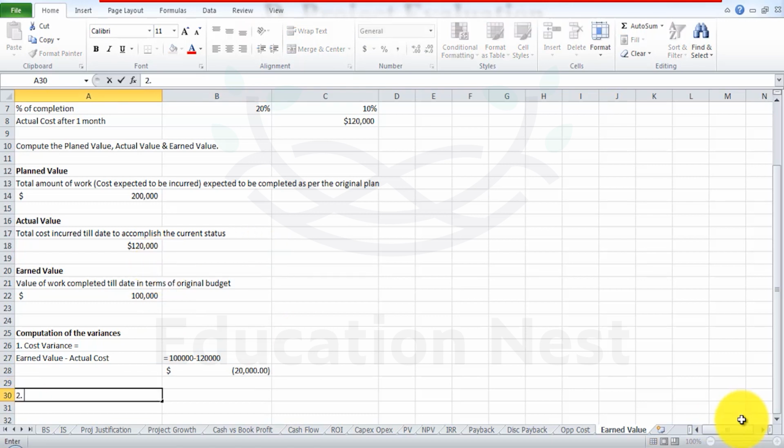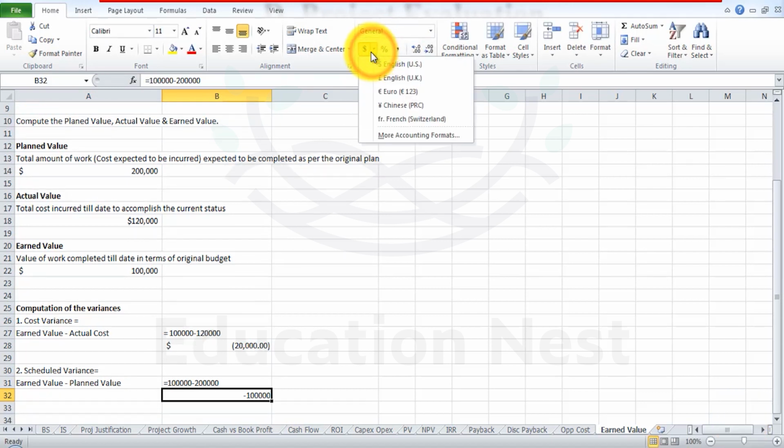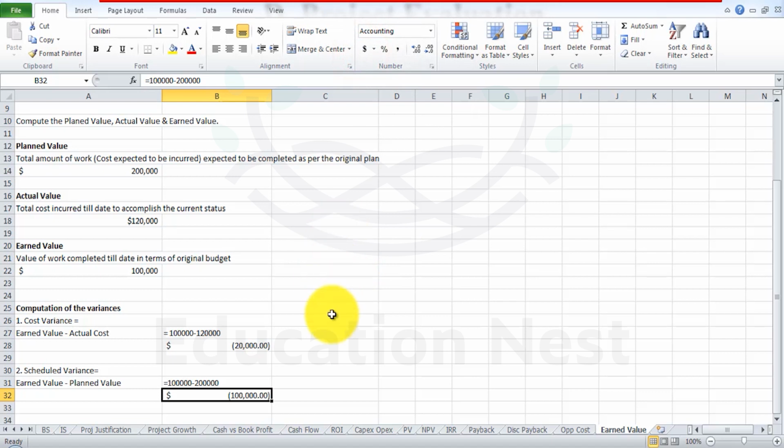Now we're going to go for the schedule variance. That is equal to your earned value minus your planned value. So now you're going to go for earned value minus planned value. That is equal to $100,000. What does this mean? In terms of the schedule, you are supposed to incur an expense of $200,000 till date by completing 20% of the contract. But till now, you only completed 10% of the contract, whose standard cost is $100,000.